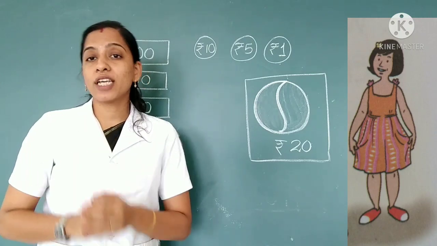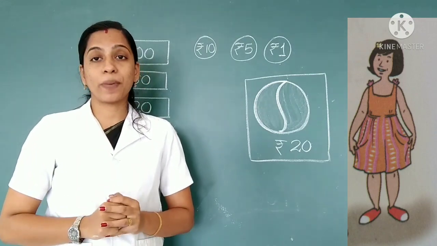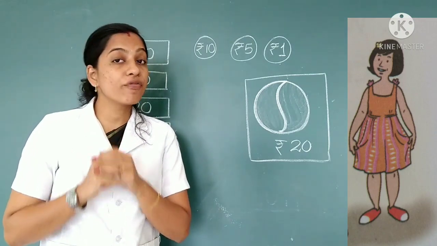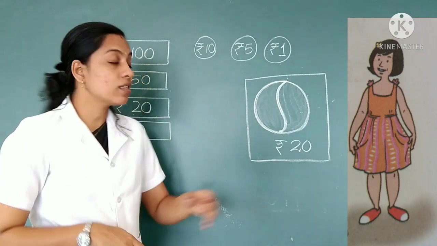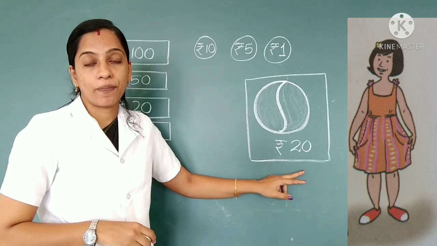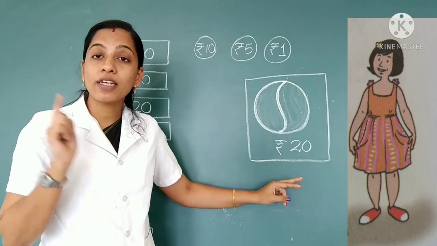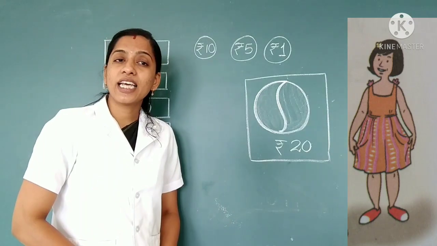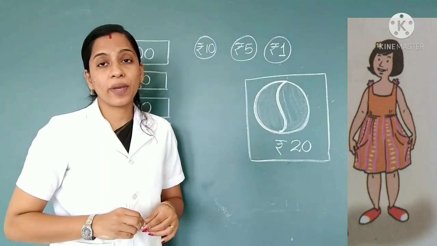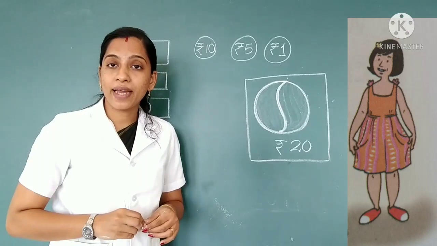Now, what if she does not have a 20 rupees note and she is giving a 50 rupees note to the shopkeeper? Yes, 50 is more than 20. So, the shopkeeper will return the remaining amount, right children? And if she has only a 10 rupee note, what will happen?